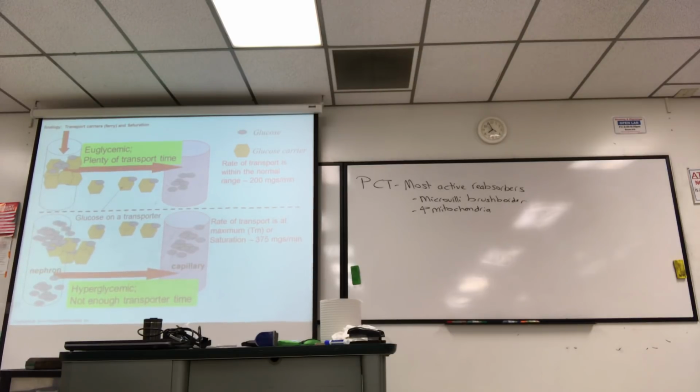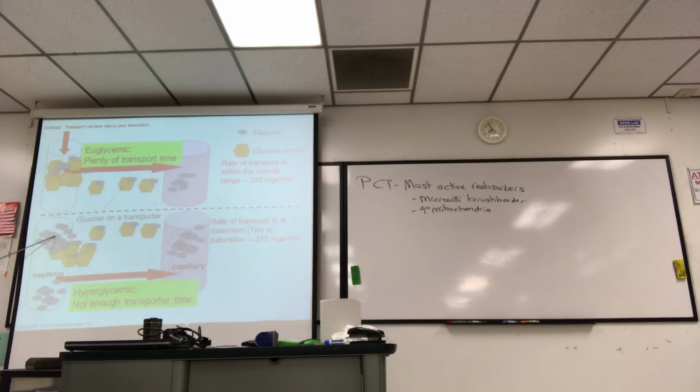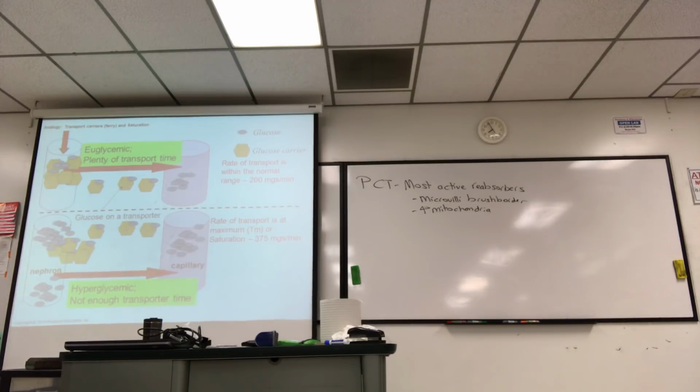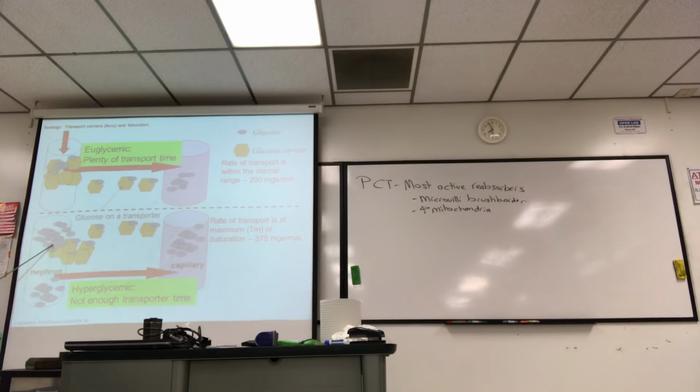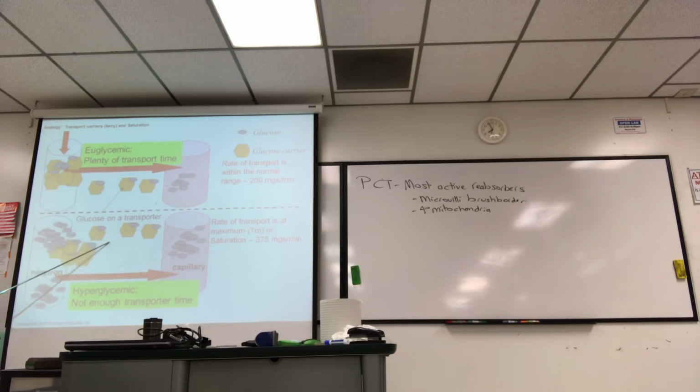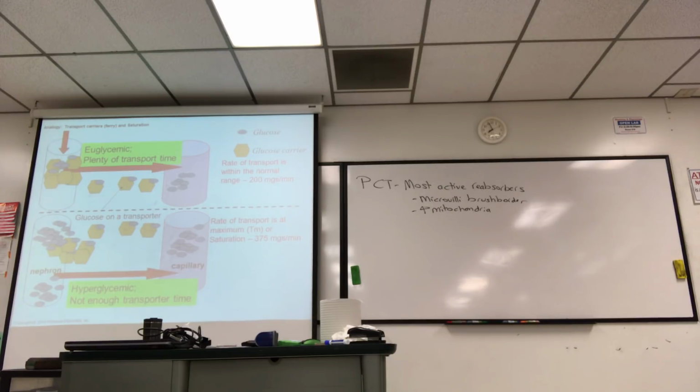If your blood glucose is too high, in this example down here, the term you want to know is that this maximum rate of transport is called saturation. There just aren't enough transporters to take all the glucose in time. So some slips past and you're going to excrete it in the urine. You have sweet urine. Normally glucose should be 100% reabsorbed.